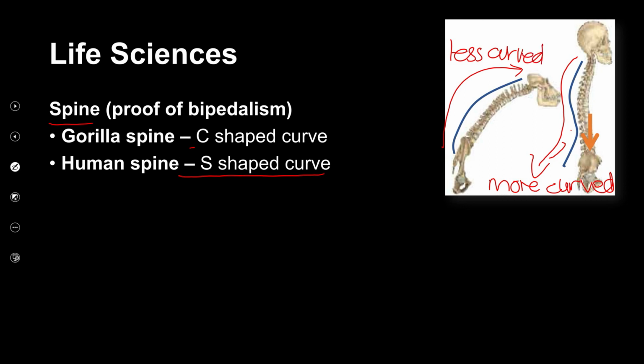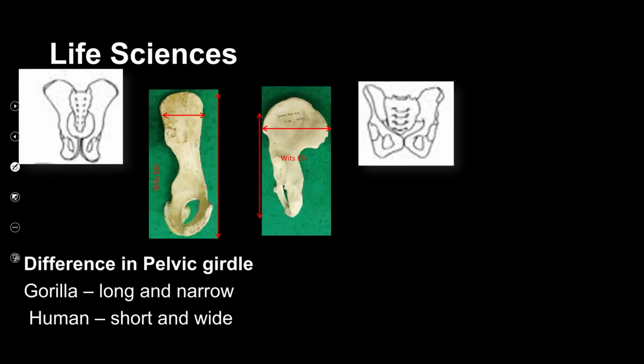All right, so that's then C-shaped. So now we've had a look at the foramen magnum and we've looked at the spine. Now we're going to have a look at the difference in the pelvic girdle, and that is the attachment to which our lower limbs are attached.